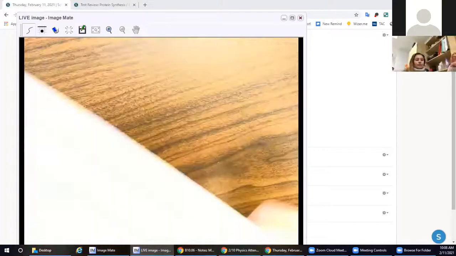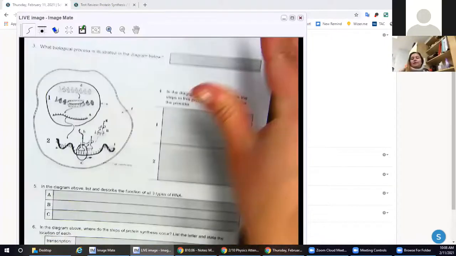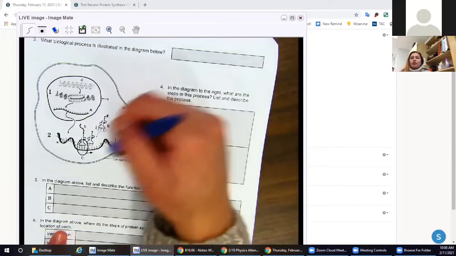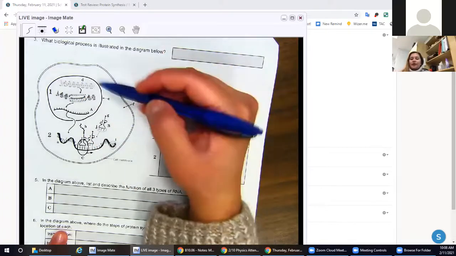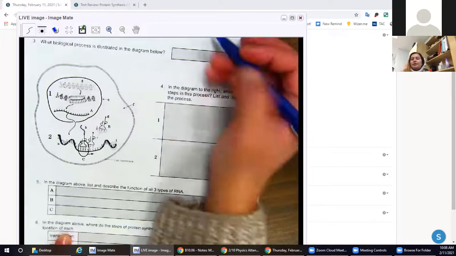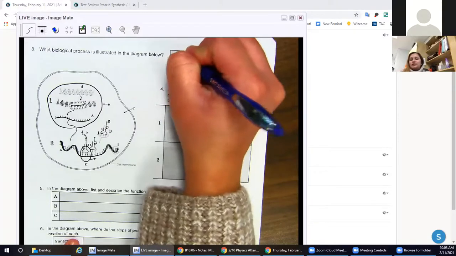All right, going on to the back, this process right here, we have a cell, then we have a nucleus, and then the cytoplasm. So this is protein synthesis.